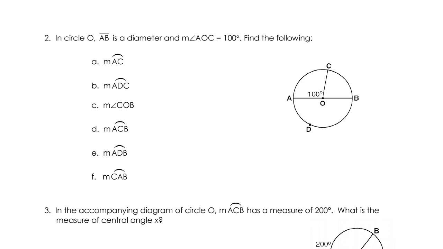All right, guys, here we are on the last page of notes for day 1. In number 2, we have circle O. AB is a diameter, and the measure of angle AOC equals 100 degrees. They want us to find the following. First one up, they want arc AC.